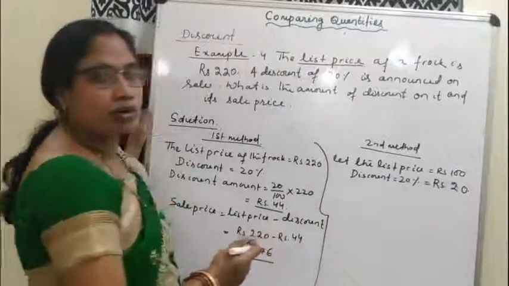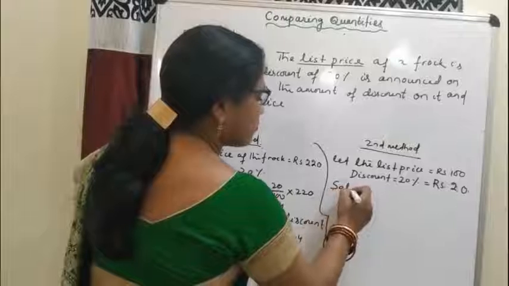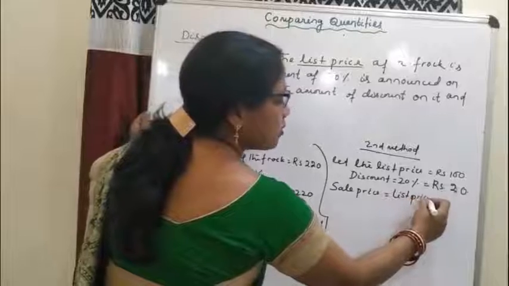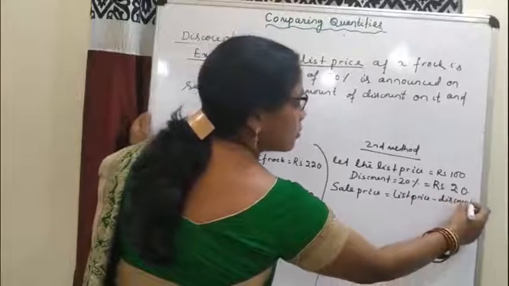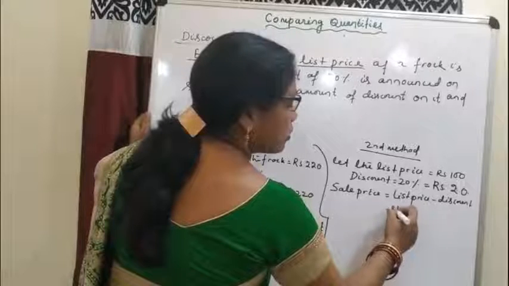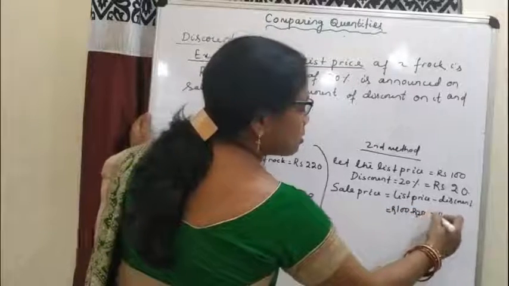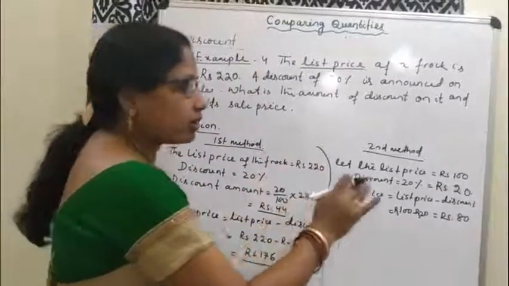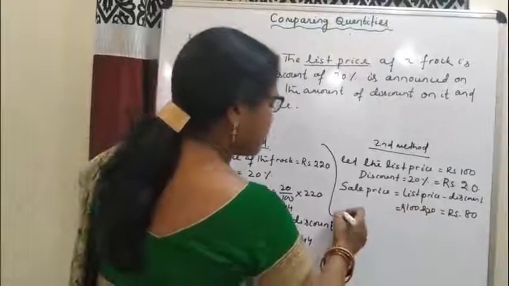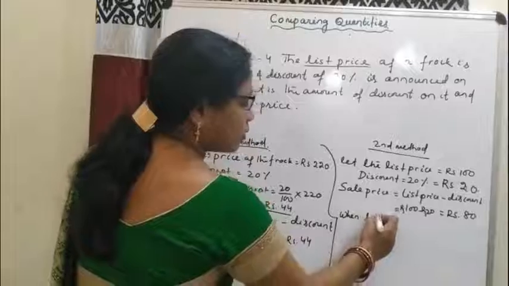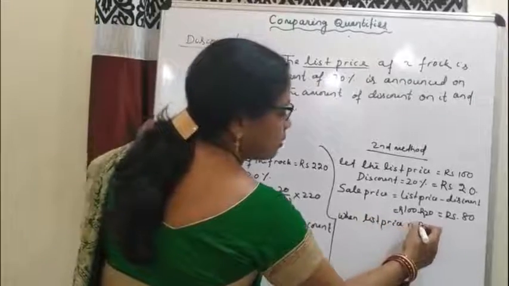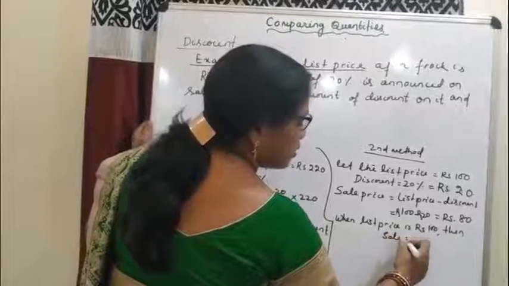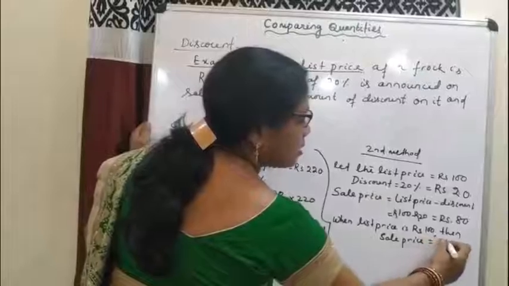After discount, what will be the sales price? It is equal to list price minus discount, so 100 rupees minus 20 rupees. This is equal to rupees 80. So when the list price is rupees 100, then the sale price is rupees 80.